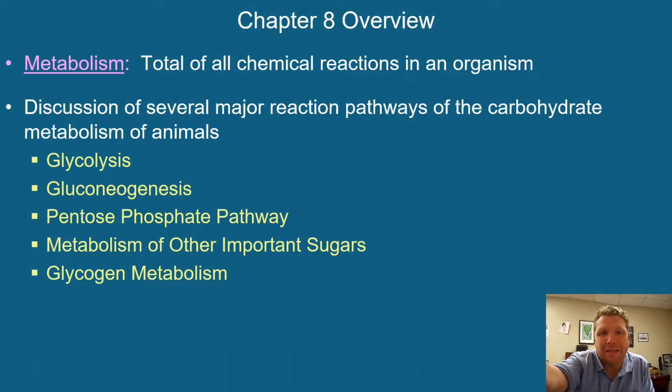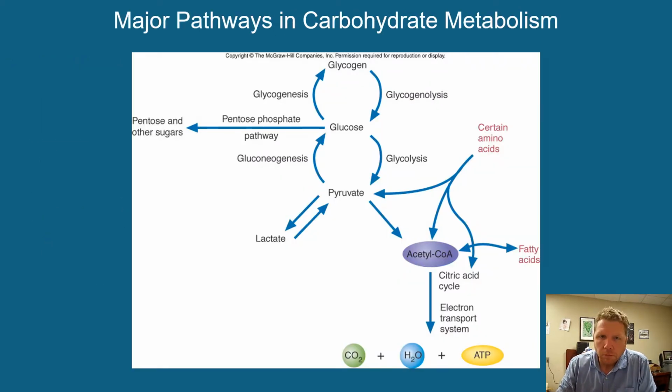We're going to be discussing a couple of different major metabolic pathways, those centrally related to carbohydrate metabolism: glycolysis, gluconeogenesis, the pentose phosphate pathway, glycogen metabolism, and we will touch on a little bit of metabolism of other sugars. We're going to start out though with glycolysis, where we are focusing on glucose. So our major pathways in carbohydrate metabolism are displayed here.